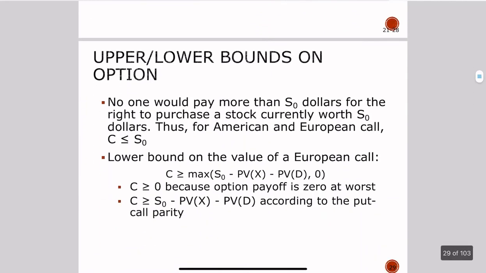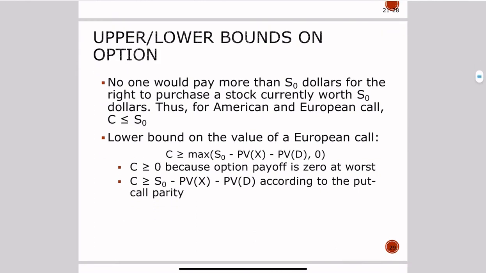Okay, now let's move on to the next topic. This topic is about general bounds on option value. What we are trying to achieve here is to understand if we can find some universal upper bound and a lower bound for calls and for puts.